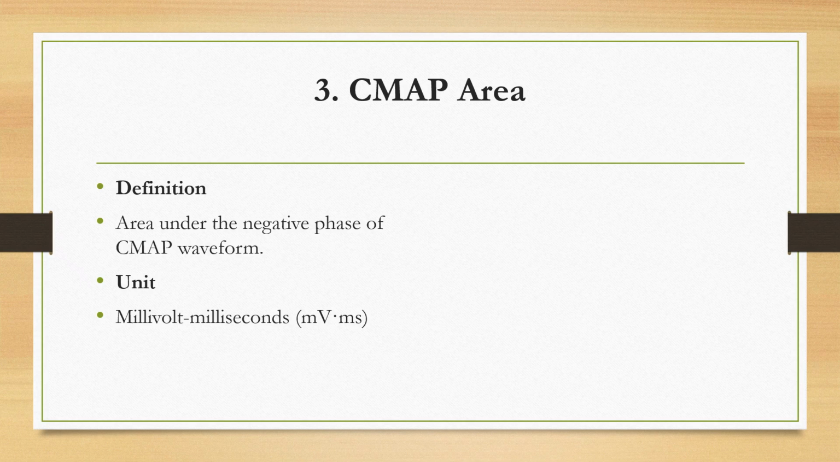CMAP area. It is defined as area under the negative phase of CMAP waveform, measured in millivolts into milliseconds.